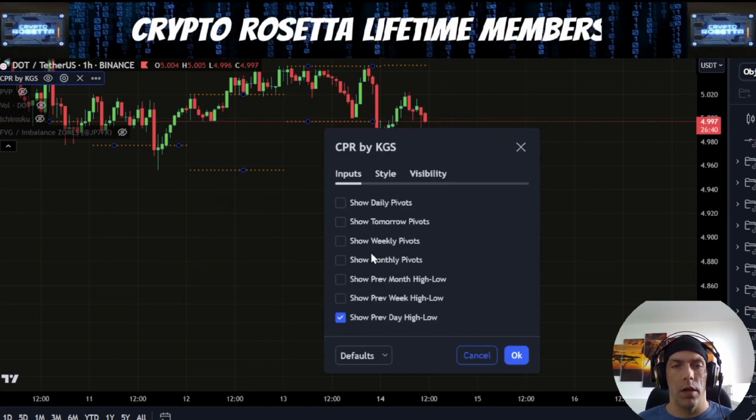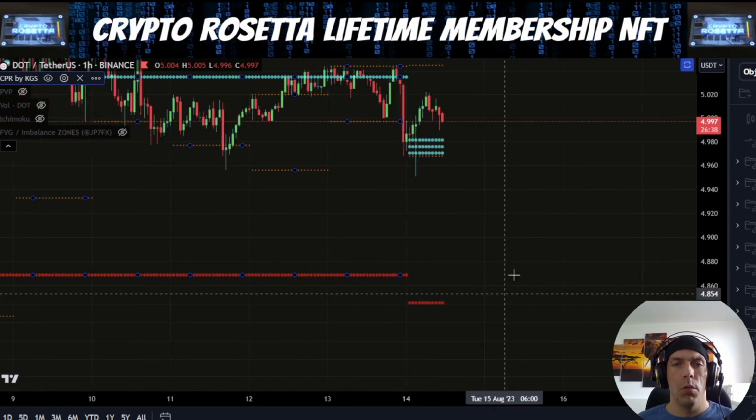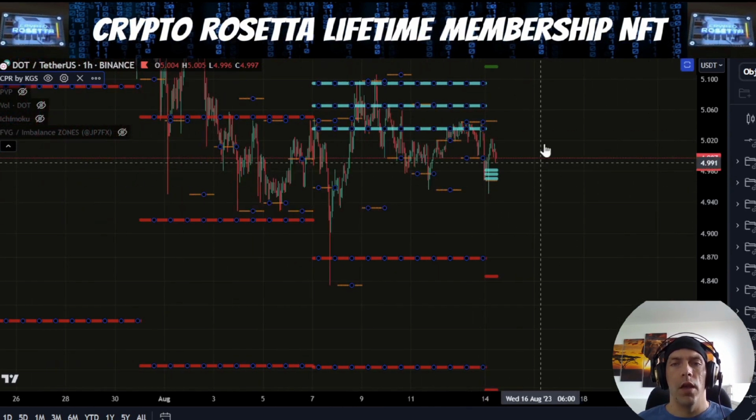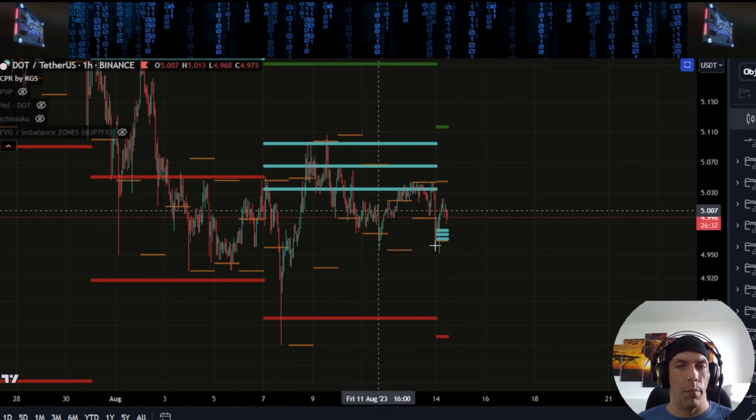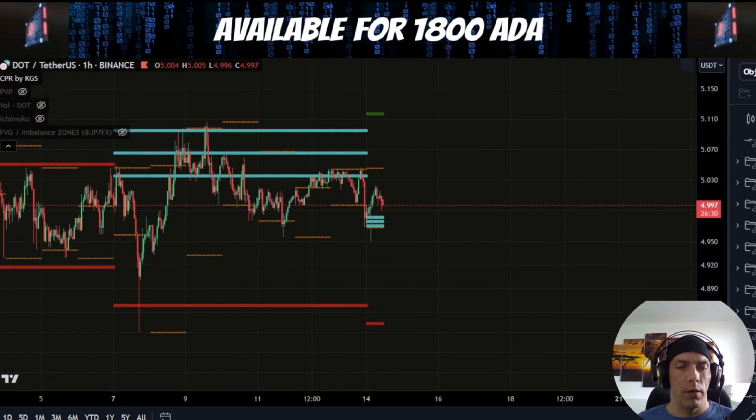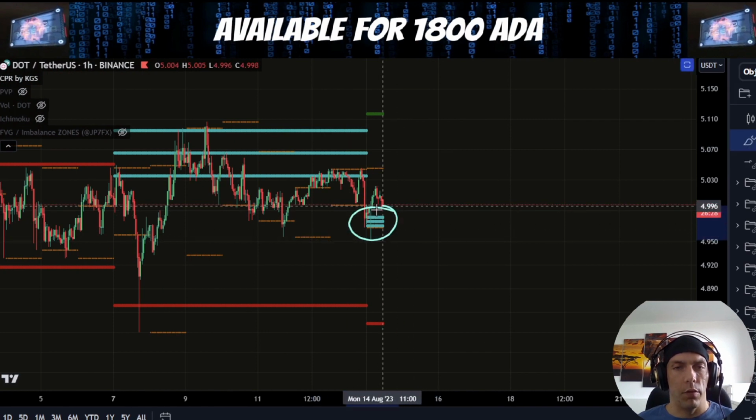Now, moving over and having a look at the weekly pivots here, what we can see is that we've actually printed a lower CPR line. So this is giving us an initial bearish bias here.